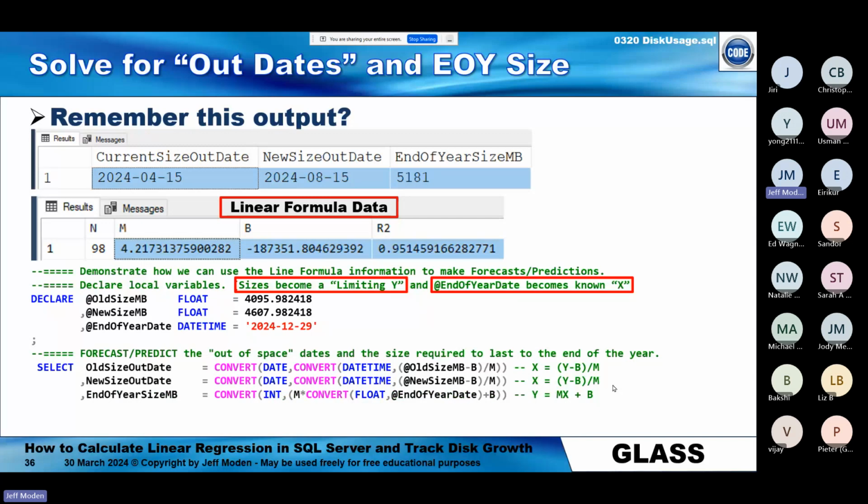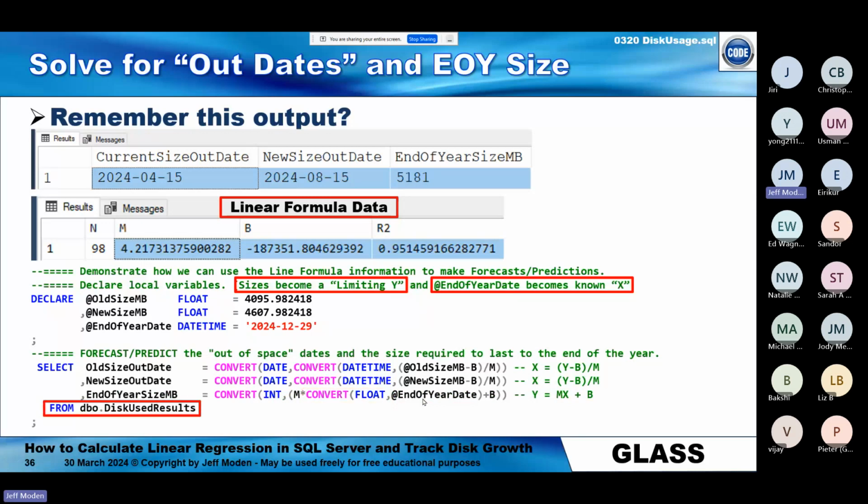And then we have our end of year size. Well, we have our end of year date, and we're just going to use the normal formula of y equals mx plus b. We know what m is, we know what b is, and we just told it what x is. It's going to calculate y and say, here's how much space you actually need to make it to the end of the year. And again, we have to convert that date to float to get it to work as X.